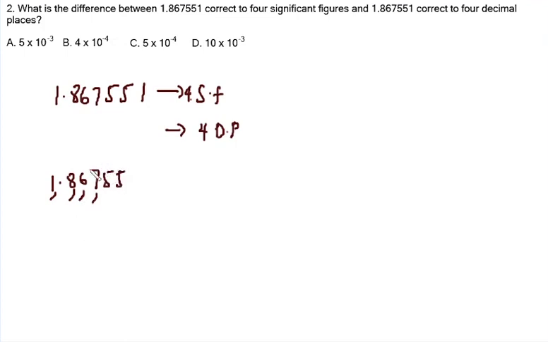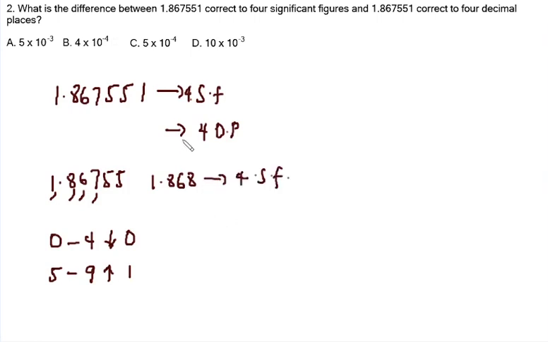A quick note on approximation is that every number from 0 to 4 is approximated to 0, and every number from 5 to 9 is approximated to 1. After taking note of our 4 numbers here, we have to approximate 5 into this number. So if I'm approximating 5 into this number, it becomes 1. So 1 plus 7 in this case becomes 8, so this number becomes 1.868. So that is 4 significant figures.